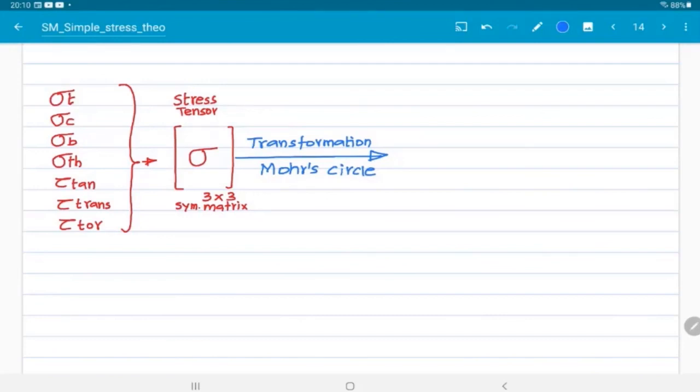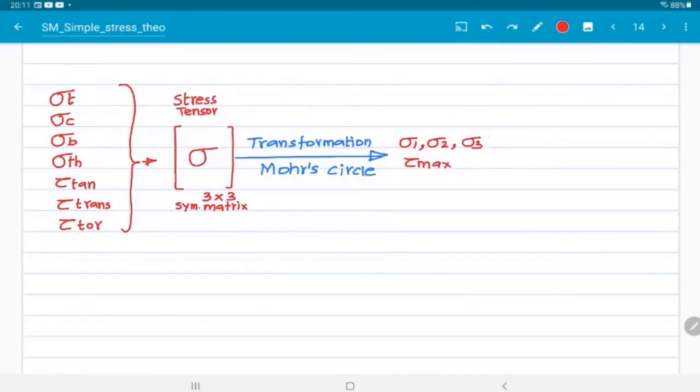There are 2 methods used for transformation purpose. One is the analytical method, the formula method. Another one is the graphical method, Mohr circle. What is the outcome? Very important step here. Principal stress and tau max. These are the outcomes. Now, watch here: sigma 1, sigma 2, sigma 3, then tau max. So, 2 categories: first category principal stresses, second category tau max.